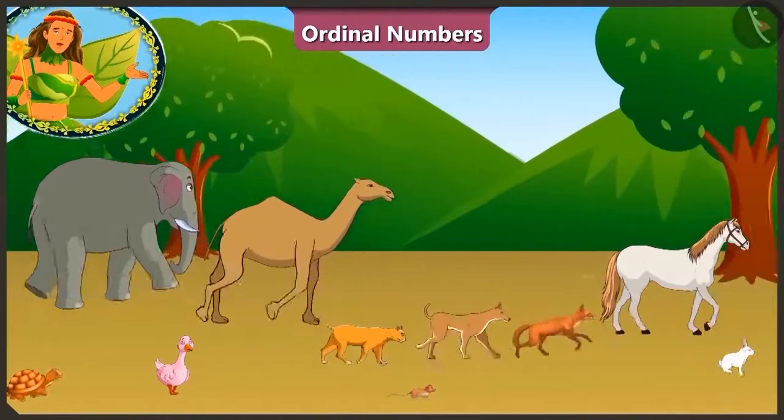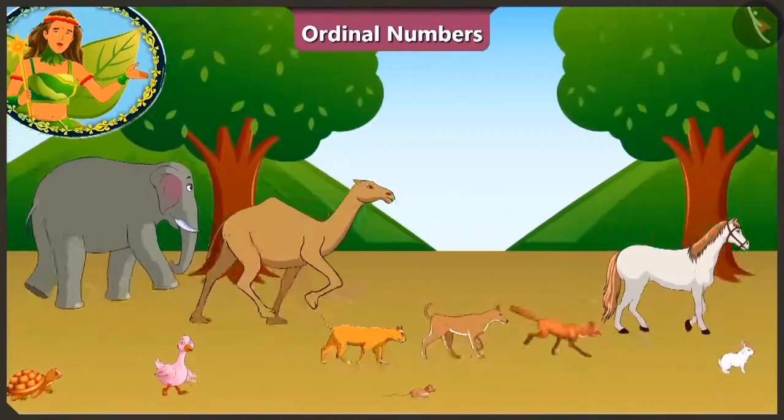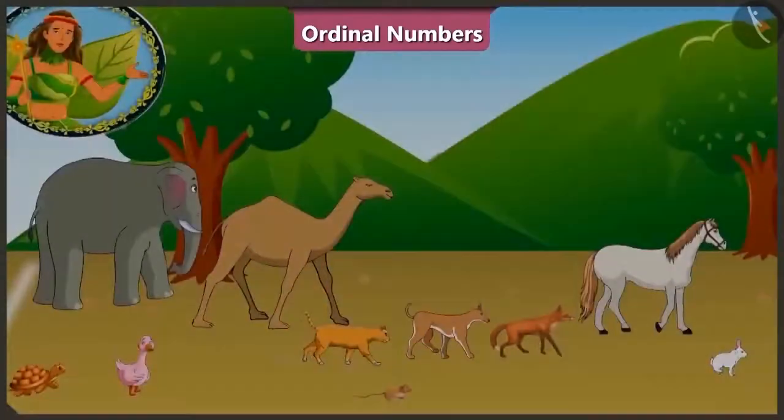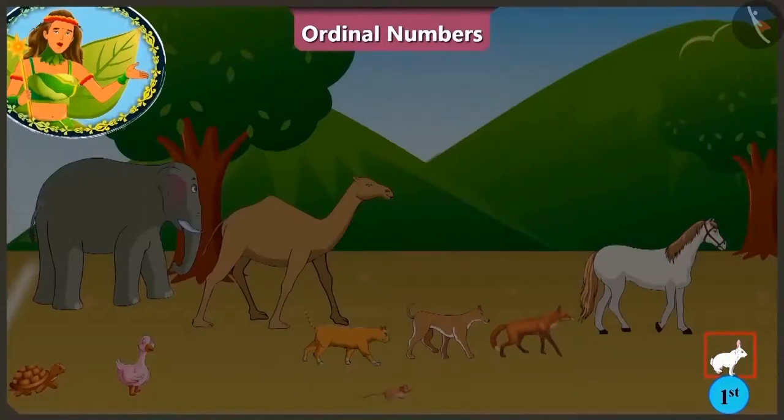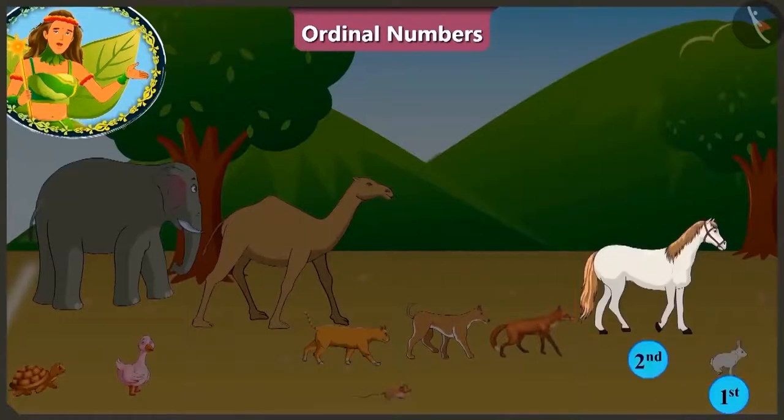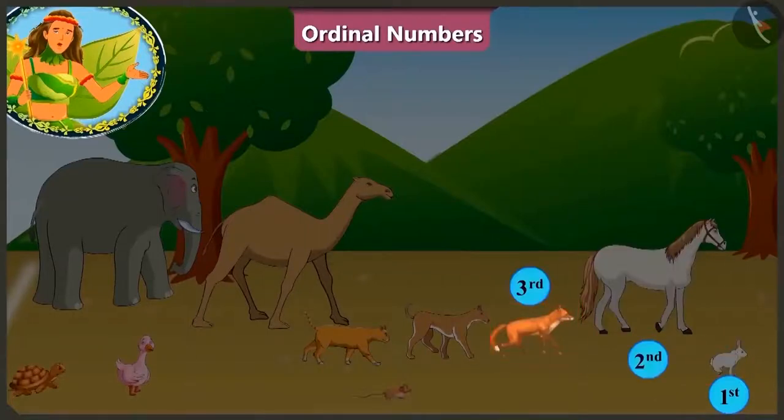Oh wow! The rabbit has touched the finishing line at the first position. And he is declared the winner of this race. After rabbit at the second position is the horse. And the third is the fox.